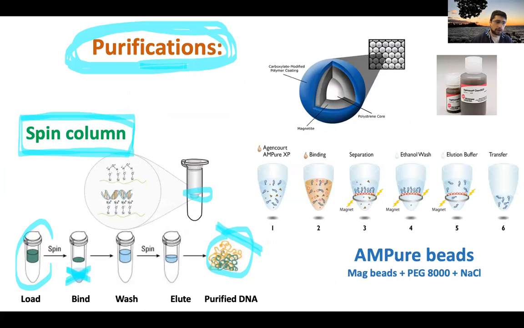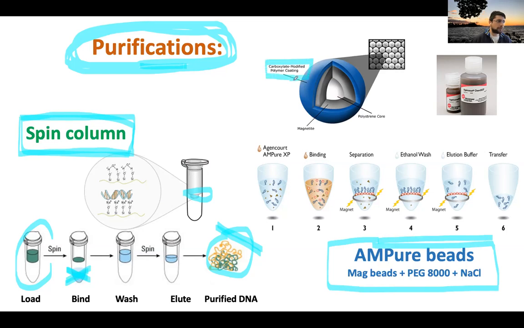That's why in the lab we usually use the so-called AMPure beads or SPRI beads. They have different commercial names, but they're basically magnetic beads that are specifically coated with a polymer that is able to bind DNA in the presence of PEG and sodium chloride buffer. The concept is very similar to the column, except that in this case everything is performed in solution. We're going to see this purification in the lab. I think it's one of the most important steps of the library preparation.